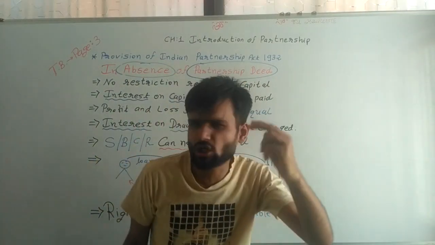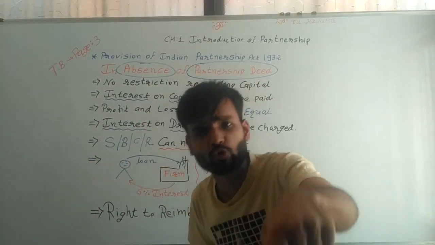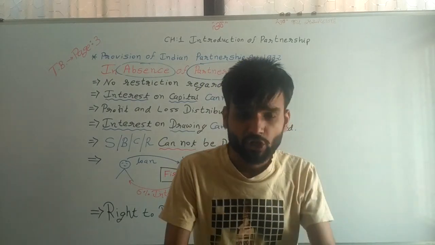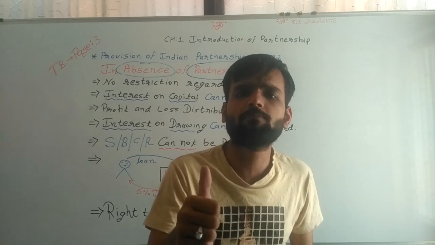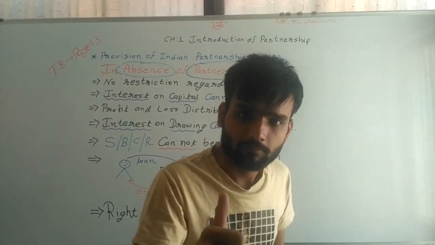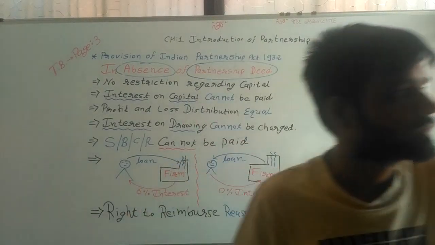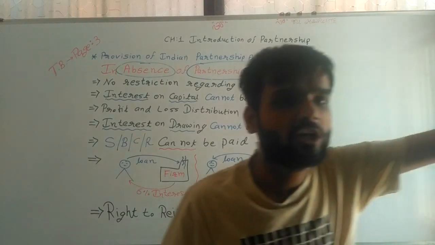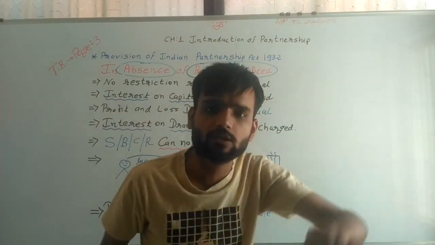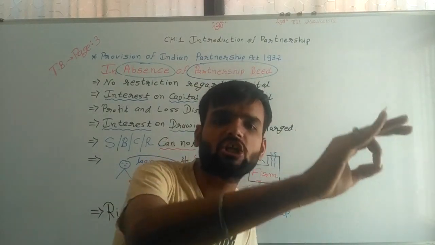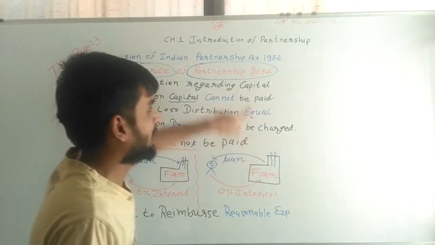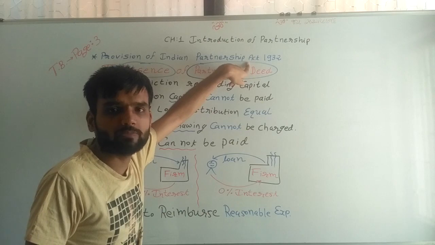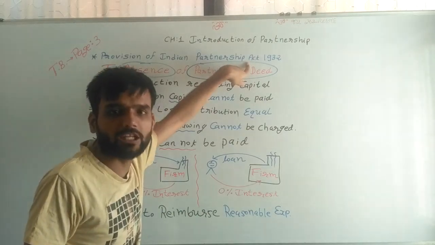It means what? Just understand. If in your sum also there is no mention of the P&L ratio, then in that sum you have to take an equal ratio. So at that time also the Partnership Act 1932 is applicable.